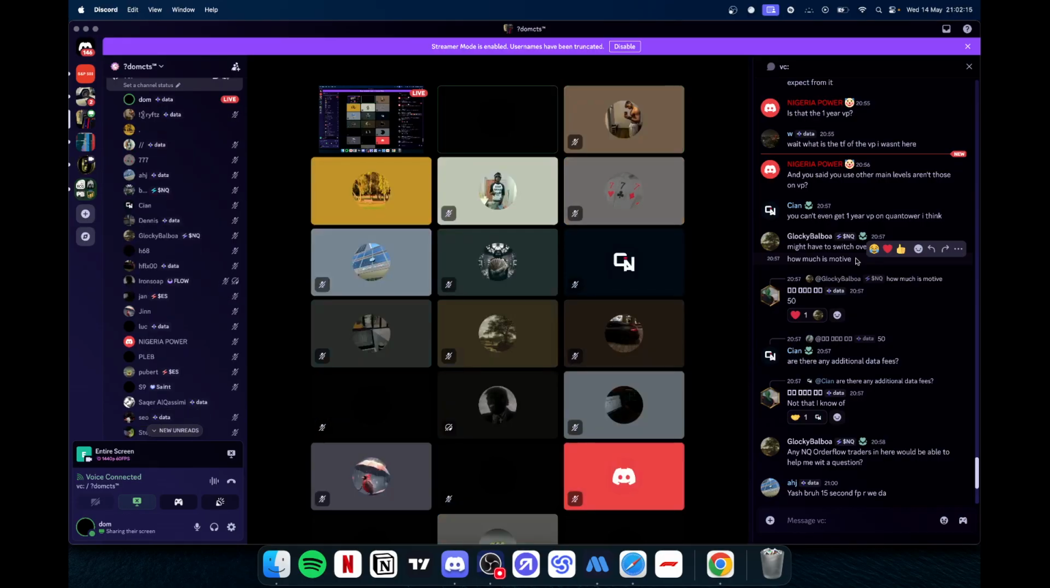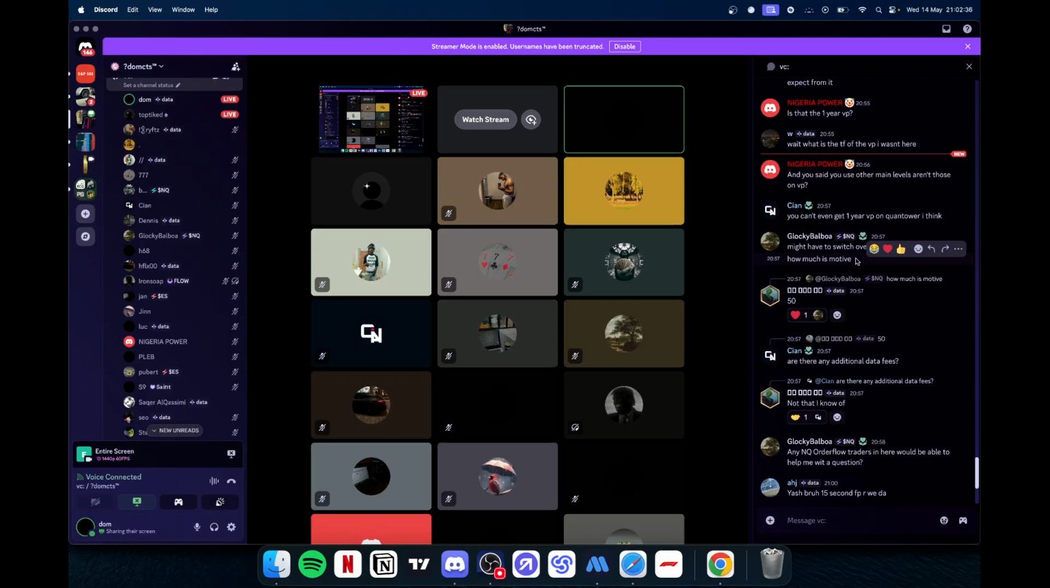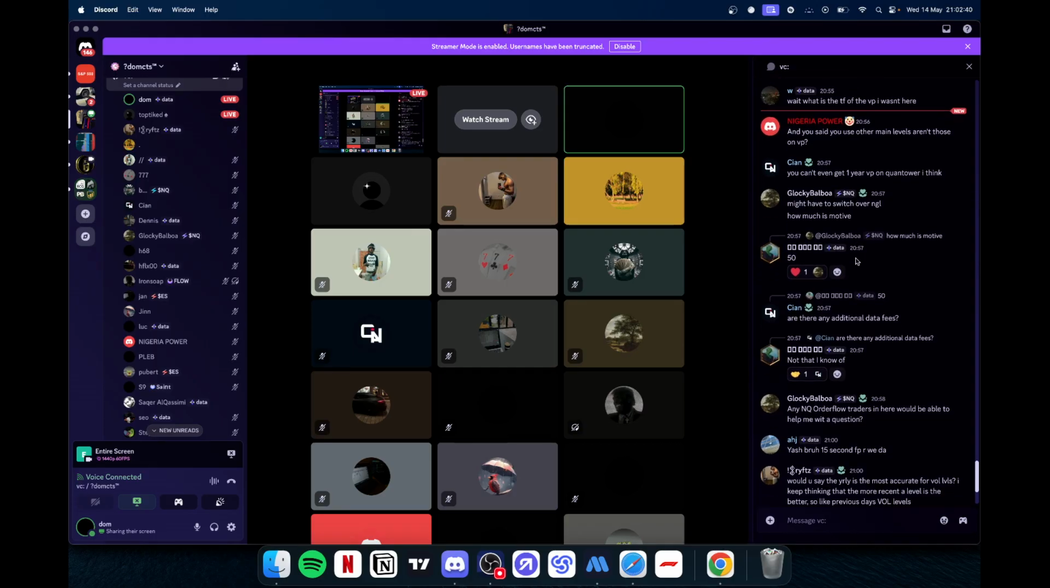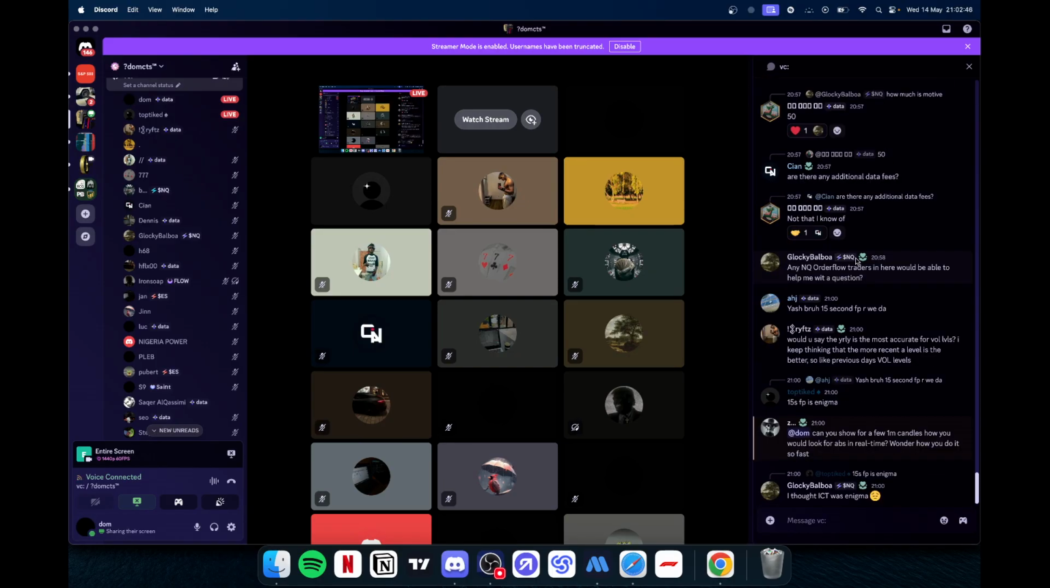No. My main levels are not volume profile and they're not TPO. They're called main levels for a reason, and not VP levels or TPO levels. I can't say what they are. You can't even get one-year VP on Quantower. Yeah, I don't think you can. Data fees, no, you only pay 50 a month.